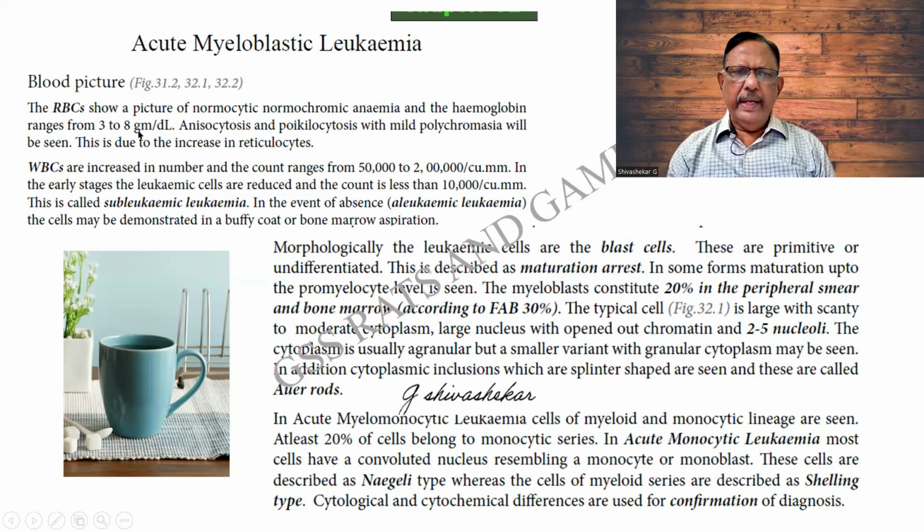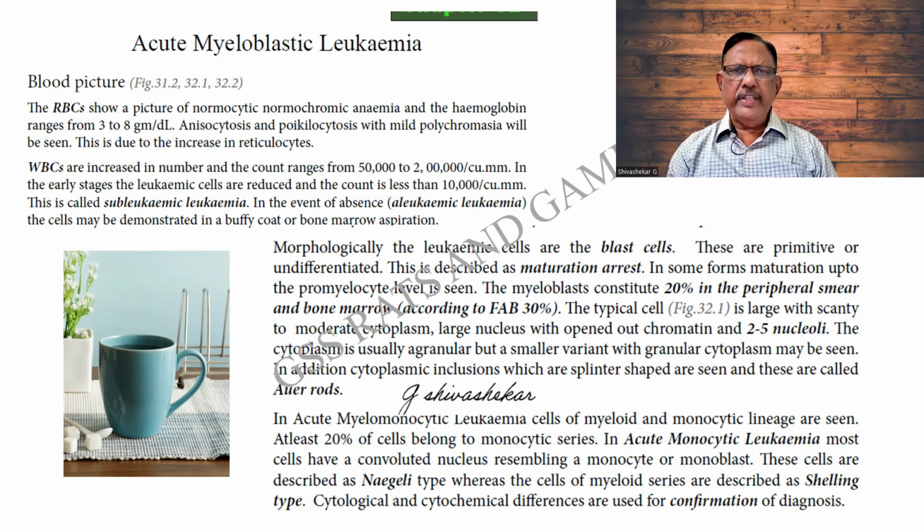And there will be a mild anemia, which can become severe, 8 to 3 grams. WBCs are increased in number, starts with less than 50,000, but can go to more than 2 lakhs. There is a condition called subleukemic leukemia, where the count is very low, for which we will be using a buffy coat, MCQ. Morphologically, the leukemic cells are blast cells. I shall be describing them.